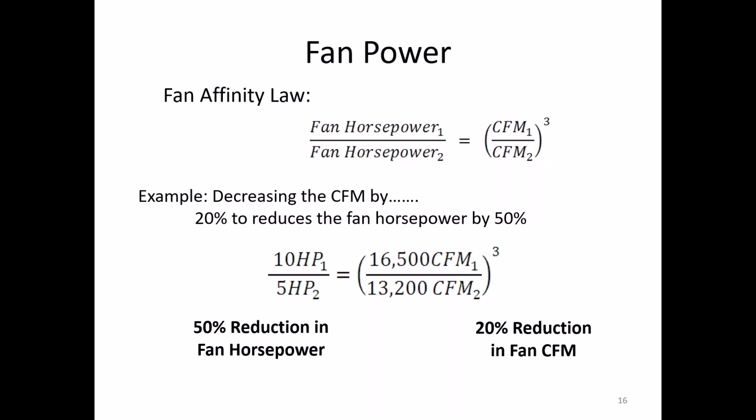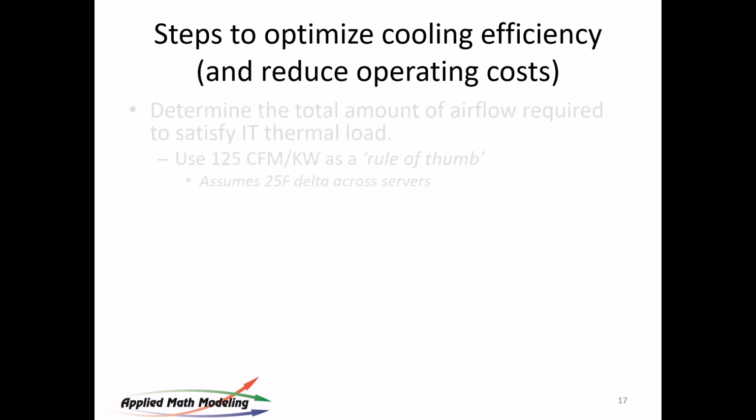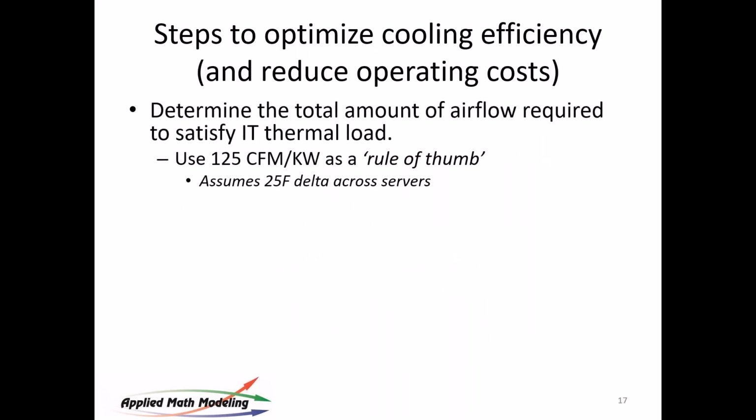Now, steps we're going to take to optimize this data center are, first, determine how much air we need. A fairly good rule of thumb is 125 CFM per kW. This number has been coming down in recent years. You've seen that as well, Magnus. It used to be 156, if you remember. That was always the number we used.